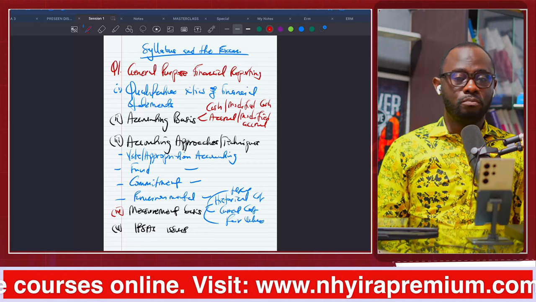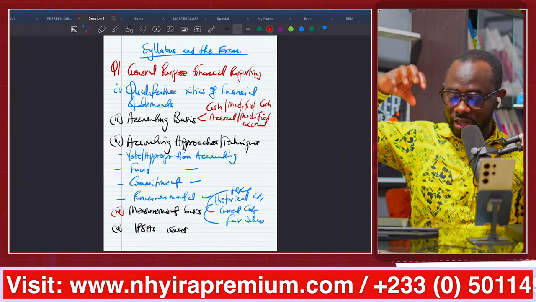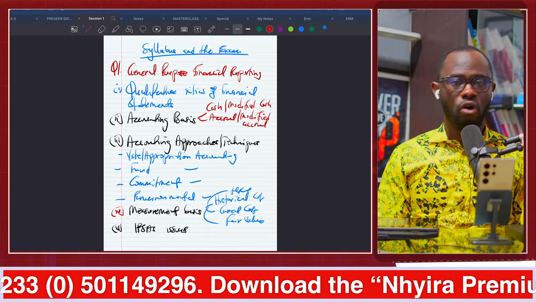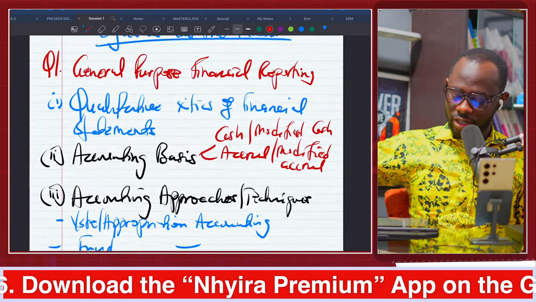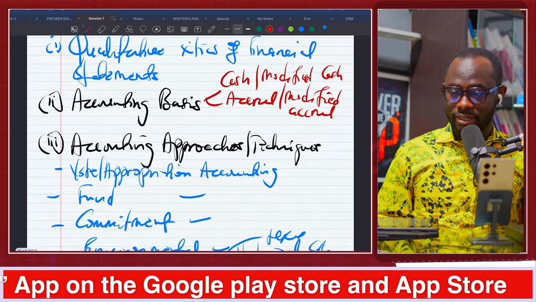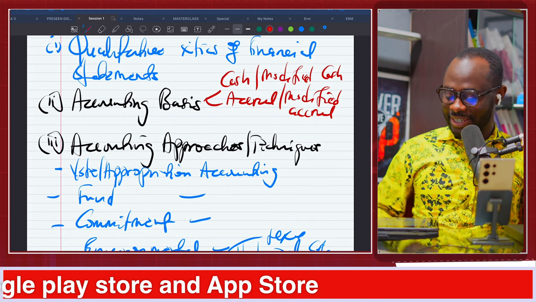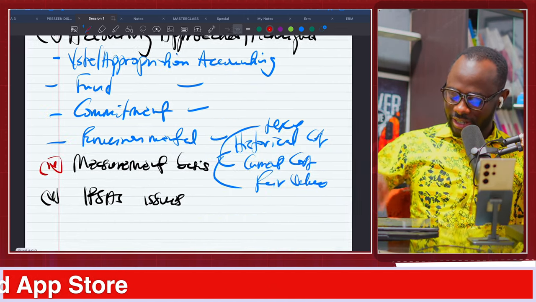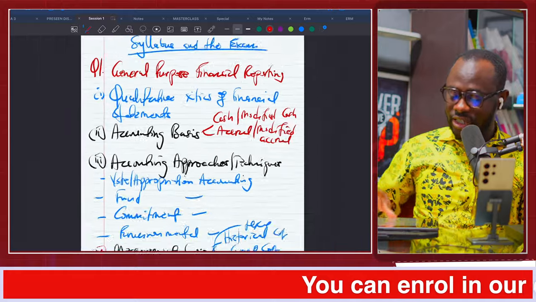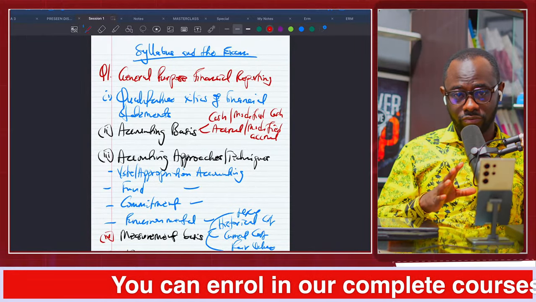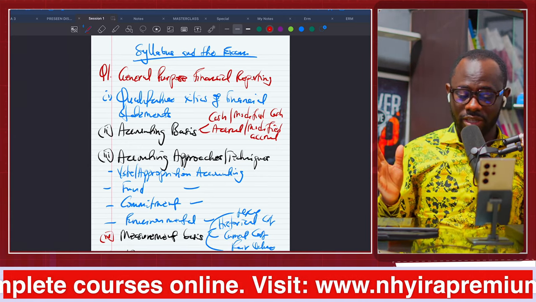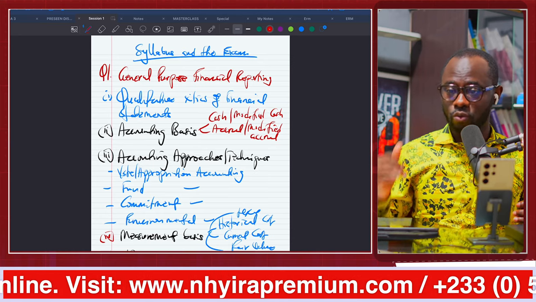Question one. In public sector accounting and finance, question one will come from at least two or three of these things here: qualitative characteristics of financial statements, accounting basis, accounting techniques or approaches, measurement basis, and then IPSAS issues. This is your question one in the exam hall. At least two of them will be there for 20 marks, or if the examiner gets goosebumps, three of them will be in the exam hall.